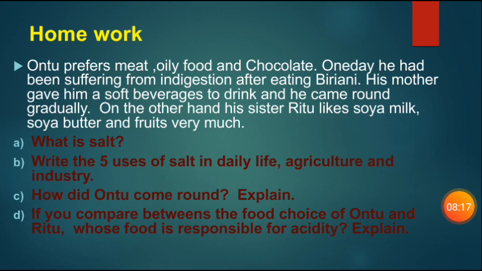And the main questions are: A. What is salt? B. Write 5 uses of salt in daily life, agriculture and industry. C. How did Ontu come round? Explain. D. If you compare the food choices of Ontu and Ritu, whose food is responsible for acidity? Explain.